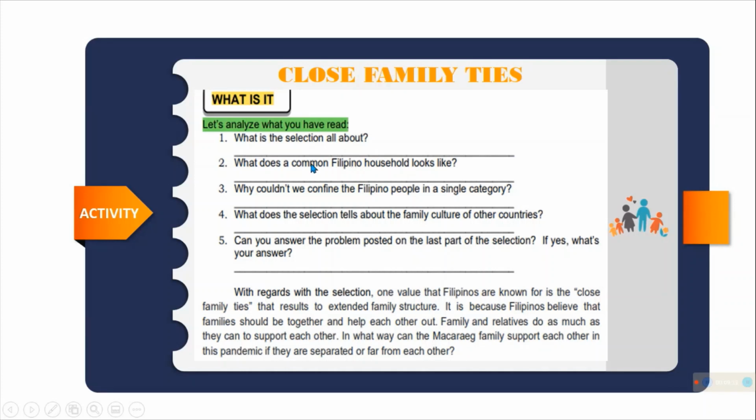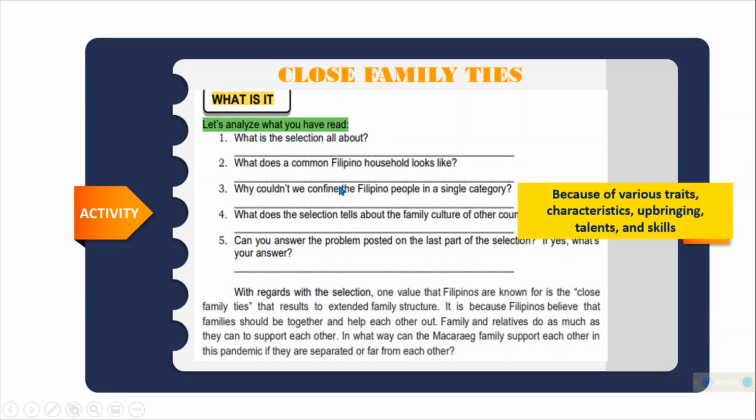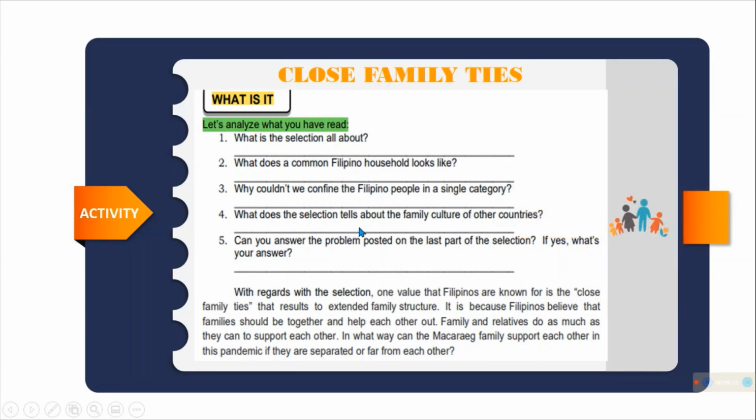What is the selection all about? Disclose family ties. What does a common Filipino household look like? Extended families living under the same roof. Why could we confine the Filipino people in a single category? Because of various traits, characteristics, and family. What does the selection tell us about the family culture of other families? One flesh, blood, legacy, family.